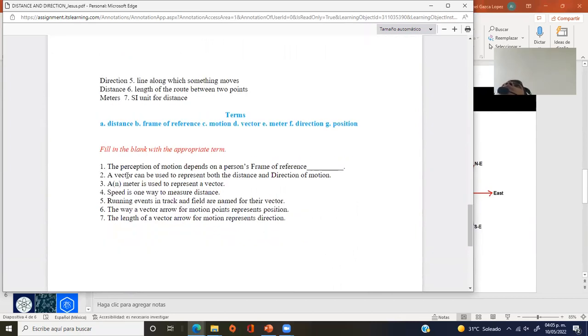The observation of motion depends on a person's frame of reference. A vector can be used to represent both the distance and direction of motion. A meter is used to represent a vector. Speed is one way to measure distance. Running events in track and field are named for their vector. The way a vector arrow for motion points represents direction. The length of a vector arrow for motion represents distance.